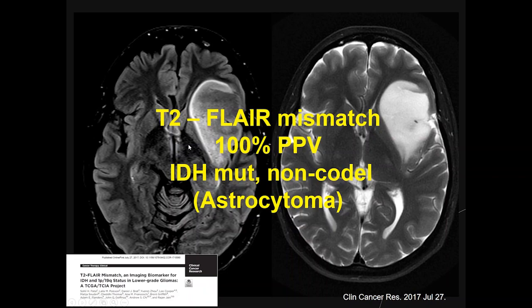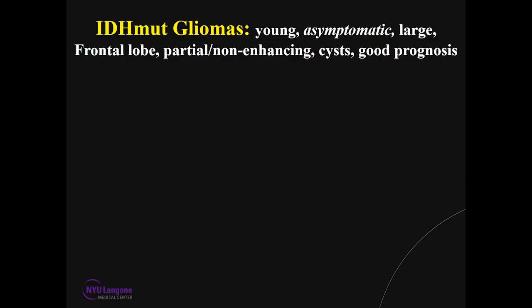So we published this sign, as I said, in Clinical Cancer Research, the T2-FLAIR mismatch sign. The important thing was the sign had 100% positive predictive value. It has been validated in multiple studies by other researchers since then, and is a sign very specific for IDH mutated astrocytomas. However, the sensitivity is rather low. This feature is not seen in all the IDH mutated astrocytomas. It's only seen in 15 to 20% of IDH mutated astrocytomas. So that's an important thing to understand.